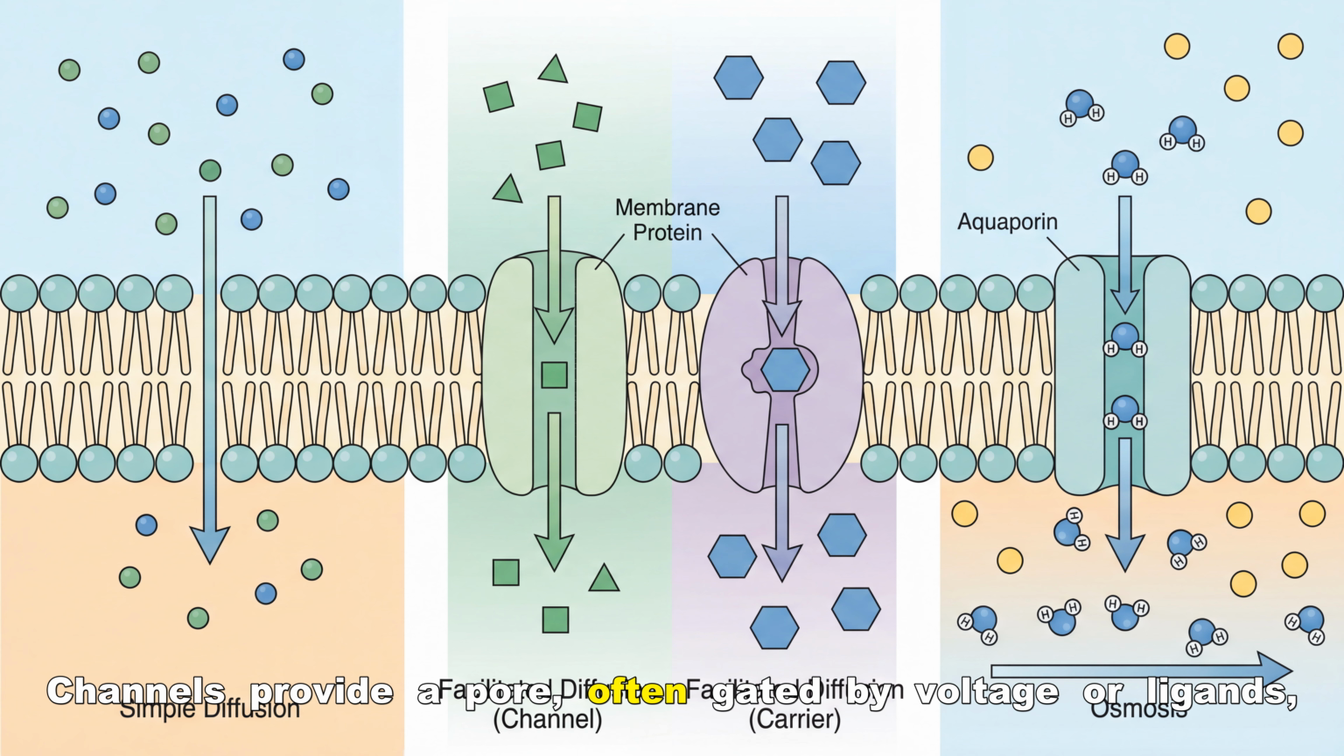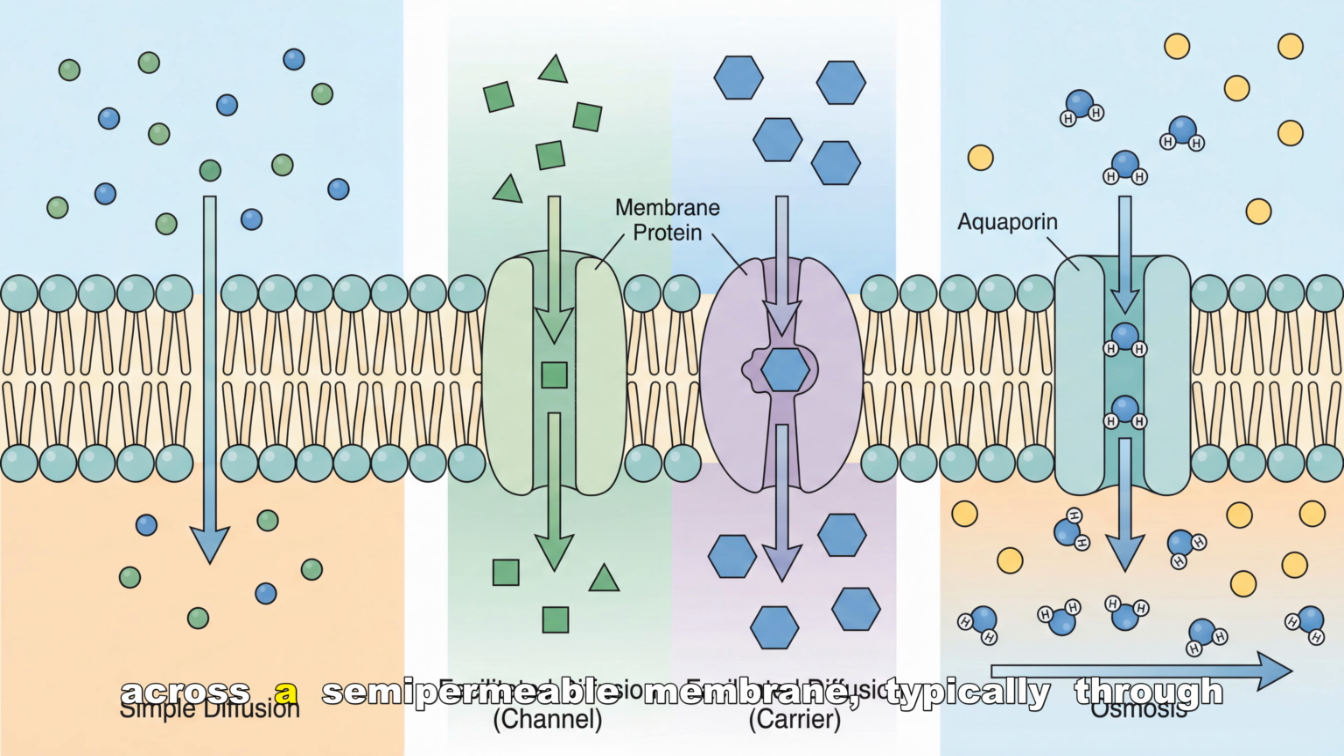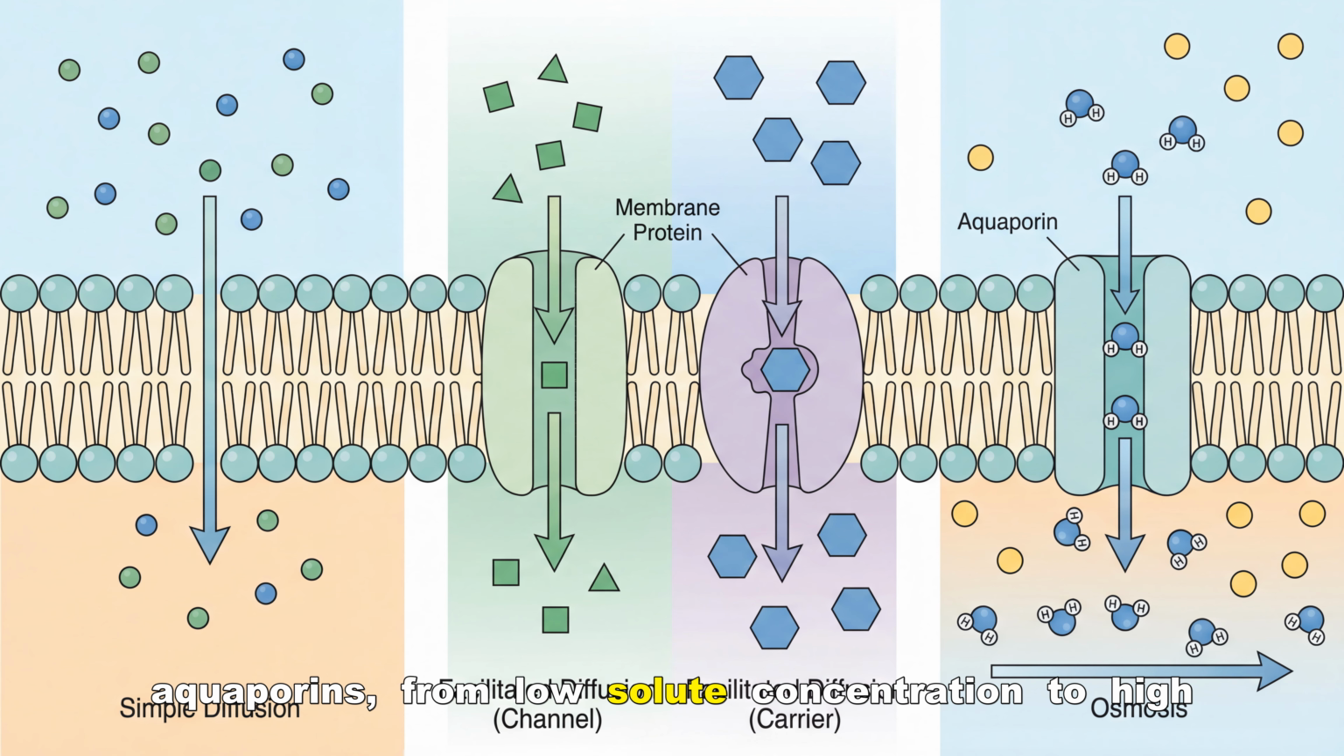Channels provide a pore, often gated by voltage or ligands, while carriers undergo conformational changes to shuttle molecules across. Osmosis is the movement of water across a semi-permeable membrane, typically through aquaporins, from low solute concentration to high solute concentration. A useful mnemonic is water follows solute. On the MCAT, you will often see questions about tonicity, hypotonic, isotonic, and hypertonic solutions, and their effects on cells, such as swelling or shrinking.